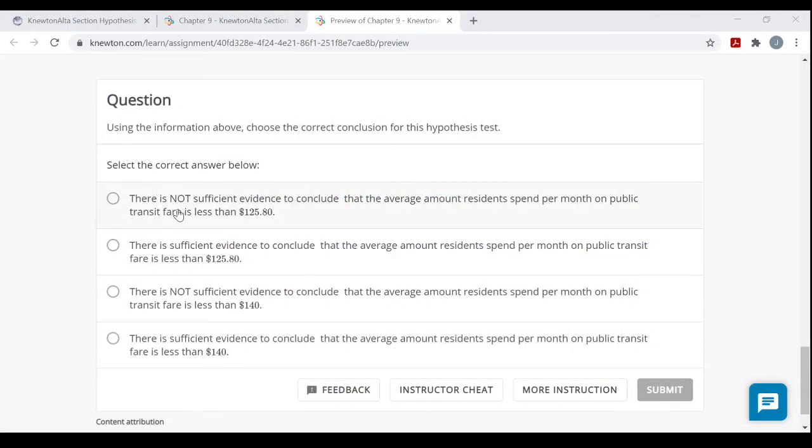So there is not sufficient evidence to conclude that the average amount residents spend per month is less than 140, right? The claim was about 140, so not 125.8. Right, the 140, this one down here. There is not sufficient evidence to conclude that the average amount residents spend per month on public transit is less than 140. That was the claim, and we're not supporting it, because we didn't reject the null hypothesis.